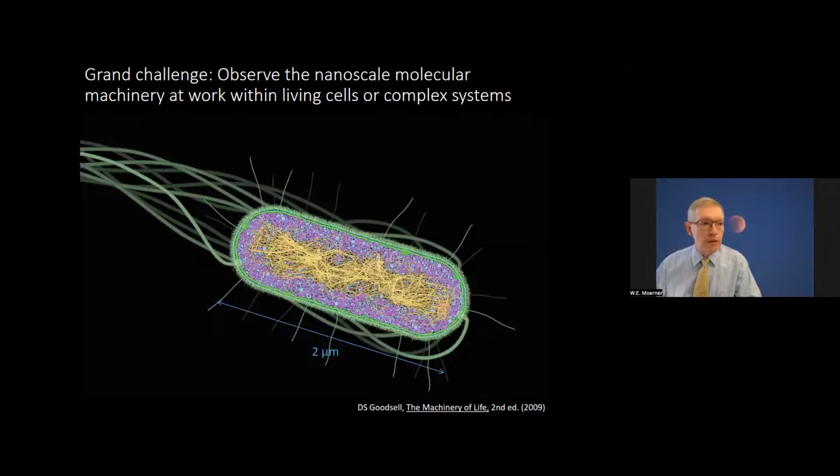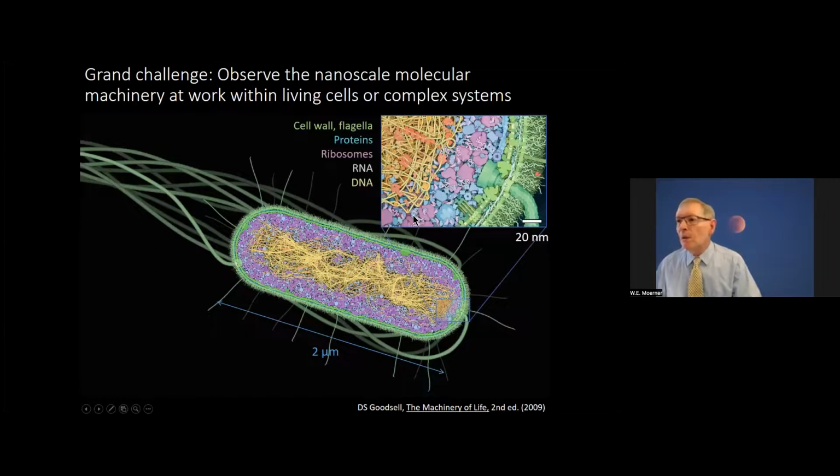And so I will tell you more about how that works in just a few moments, but here's why super resolution is really important. Lots of people all over the world would like to observe the nanoscale molecular machinery that is present inside living cells or other complex systems. Here's a drawing or a painting of a bacterium by Goodsell. Bacteria are pretty small, only a few microns in length, as I mentioned at the beginning, and filled, however, with interesting structures. How are we going to observe these very small objects?